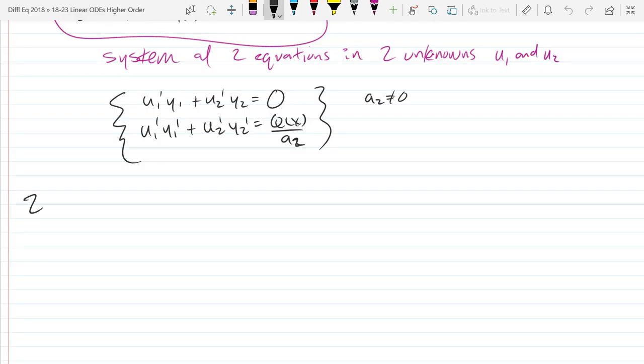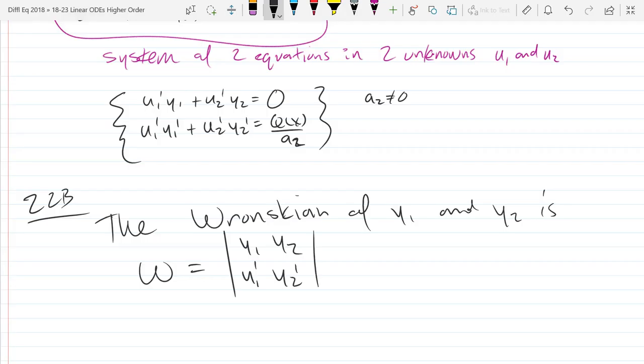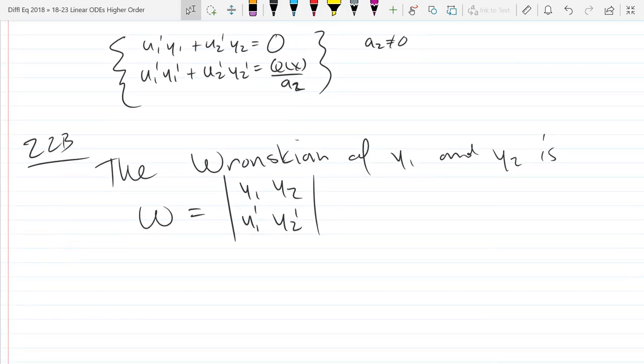So this is 22b in the textbook. So there is a Wronskian. The Wronskian of y1 and y2 is the determinant of y1, y2, y1 prime, y2 prime. So this is the Wronskian of y1 and y2. And this should not be equal to 0 when y1 and y2 are linearly independent.